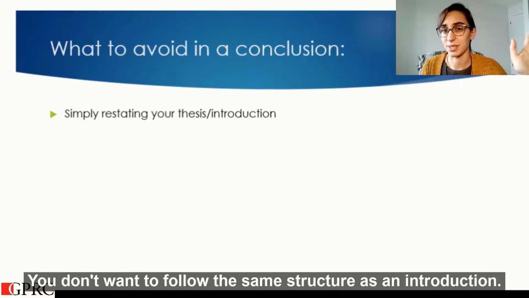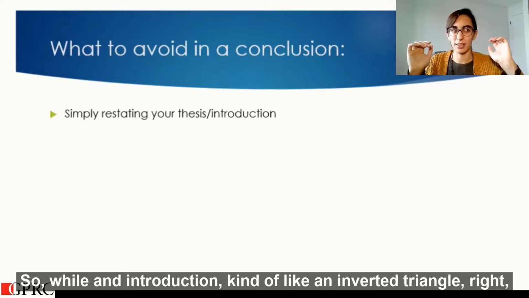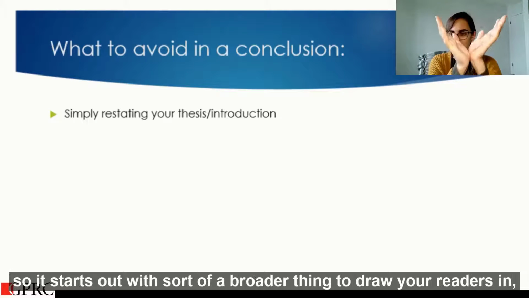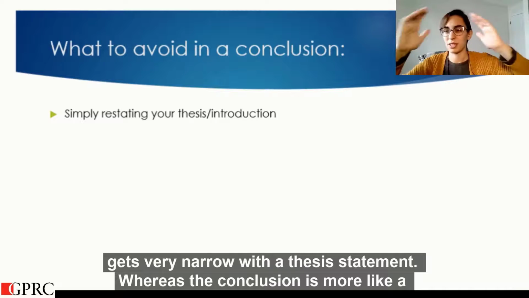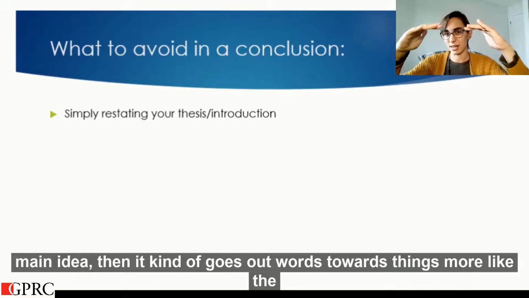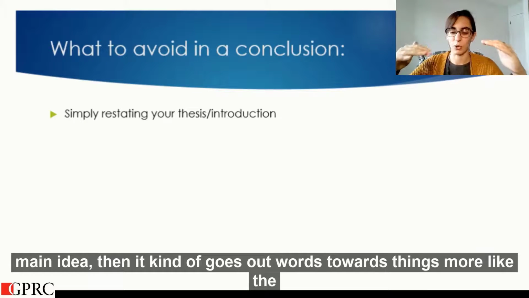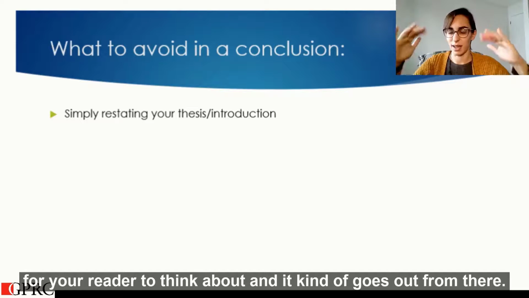You don't want to follow the same structure as an introduction. If anything, the conclusion is sort of the opposite structure of an introduction. While an introduction is kind of like an inverted triangle, right? It starts out with a broader thing to draw your readers in, maybe some background and context about what your topic is, and then it gets very narrow with the thesis statement, whereas a conclusion is more like a typical triangle where it starts pretty narrow with your main idea, then it kind of goes outwards towards the broader context, the implications, emphasizing that overall meaning for your reader to think about, and it kind of goes out from there.